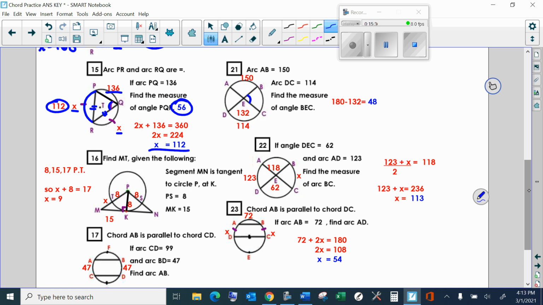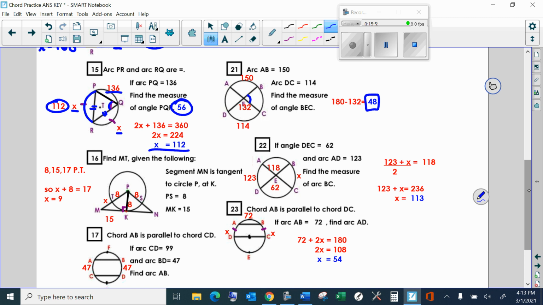That's the average of the two arcs like we just did earlier. So 150 plus 114 is 264, divided by 2 is 132. That's why I see 132 right there. Now that forms a linear pair with my angle BEC. So 180 minus 132 is 48 degrees, and that's what it wanted.